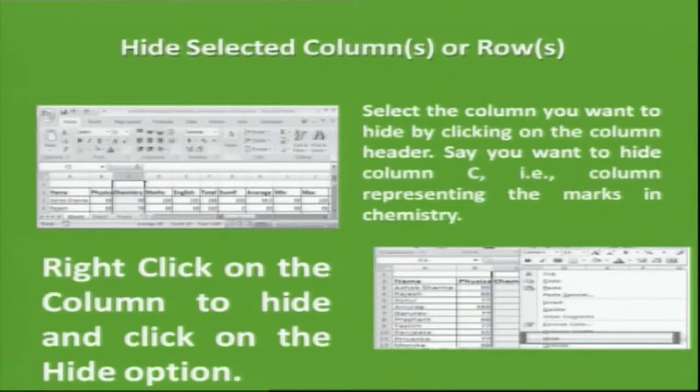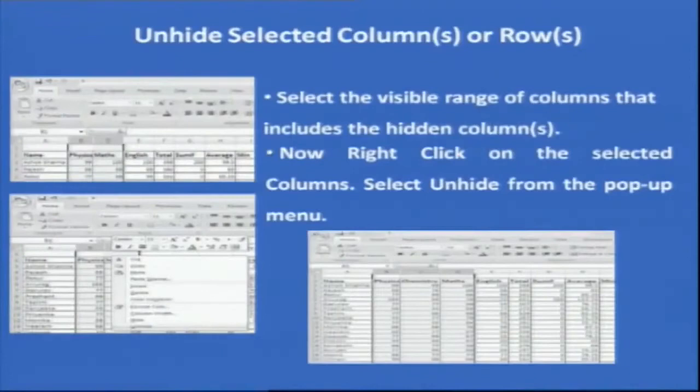Earlier we discussed format cells, and we also discussed the hide and unhide option. For unhide, as I mentioned earlier, we have to select the visible range of columns that includes the hidden columns or rows. Then we can right click on the selected columns and choose the option unhide from the pop-up menu. Once we unhide, the content will be visible.